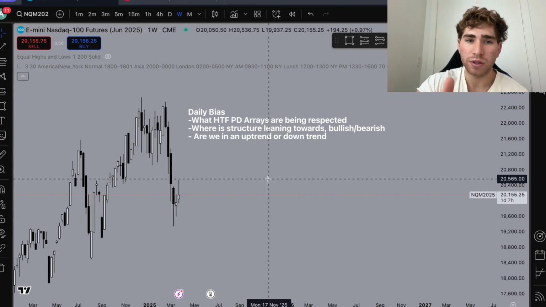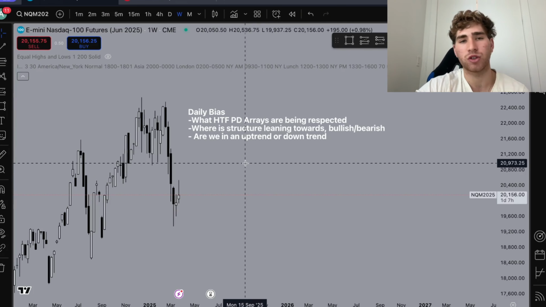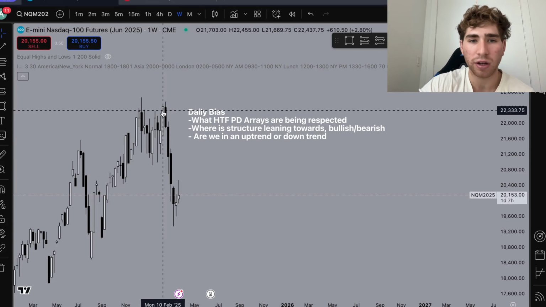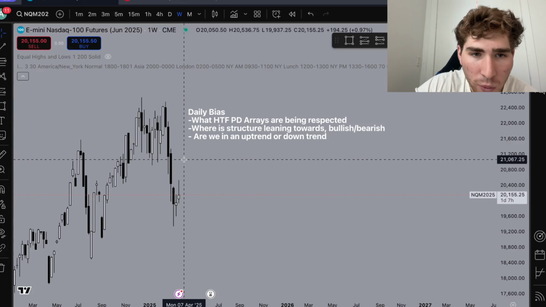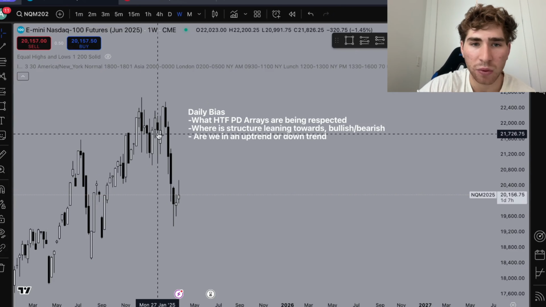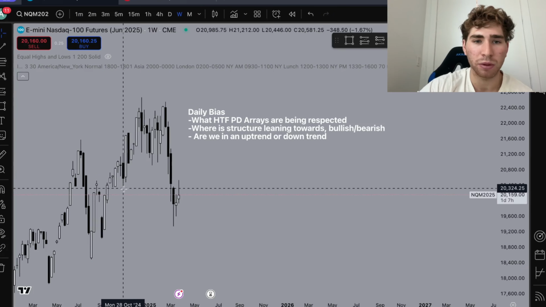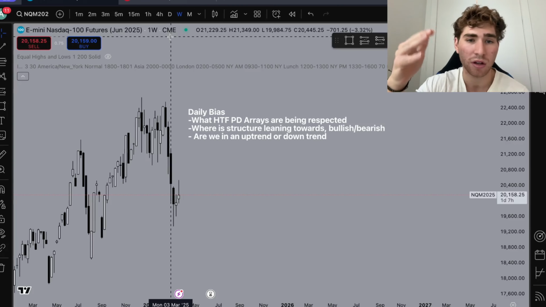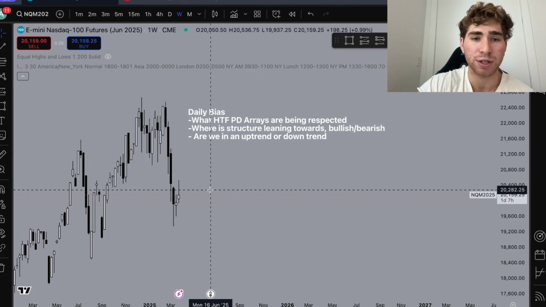So we see on the weekly time frame, what do we see? A structure bullish or bearish. We are in a clear downtrend right now. The market is clearly bearish. We inversed all these bullish fair value gaps. We disrespected all these bullish order blocks, telling us that price clearly is not respecting any bullish PD arrays. So what are we doing? We are respecting bearish PD arrays.